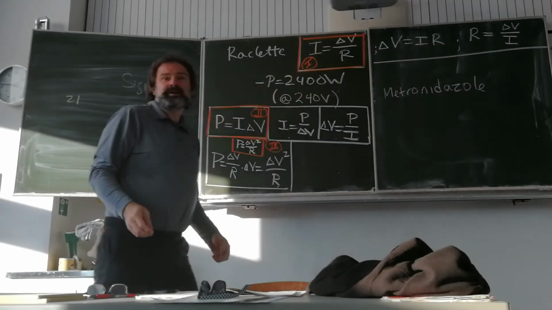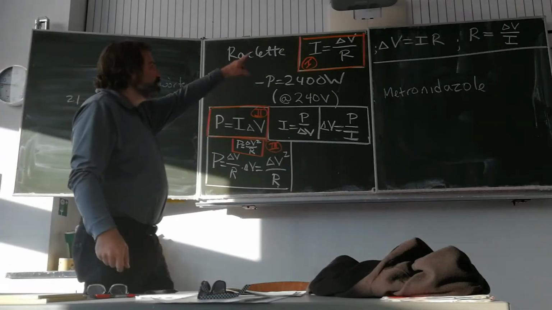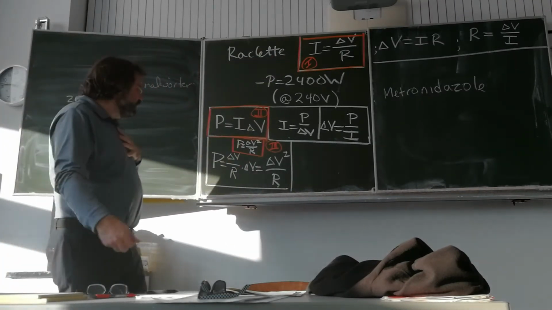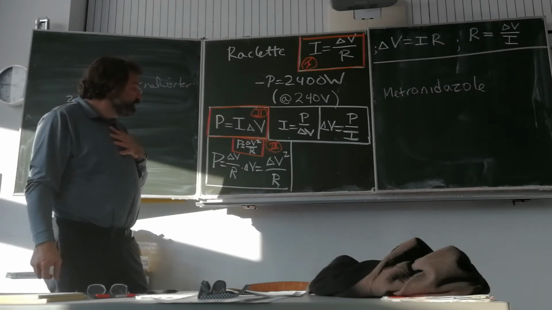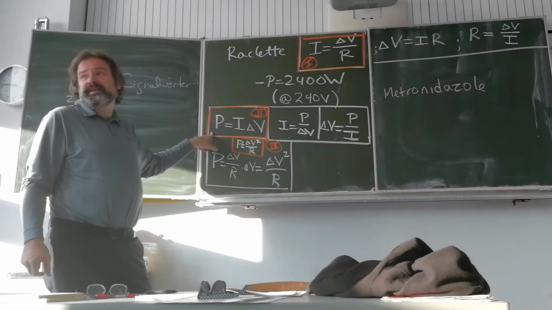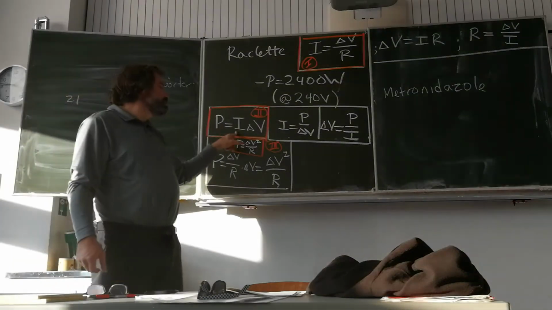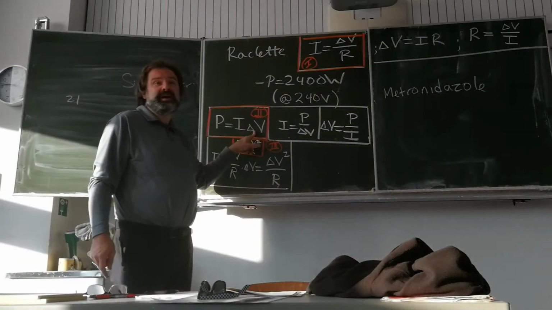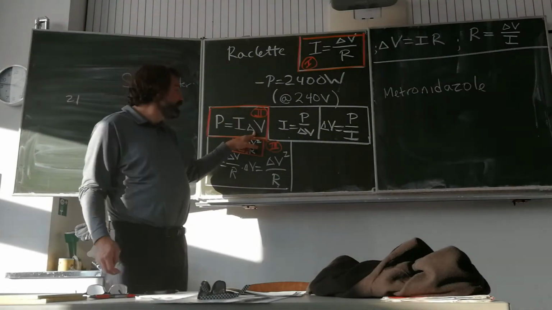Okay, everybody okay so far? Good. Fourth equation. Now, we've got these three equations. We'd like to have another equation that has no delta V in it, but P and I. P equals I times delta V. Do we have an equation for delta V that we could plug in right there? Yep, you could put in I times R. I times R would work, right?